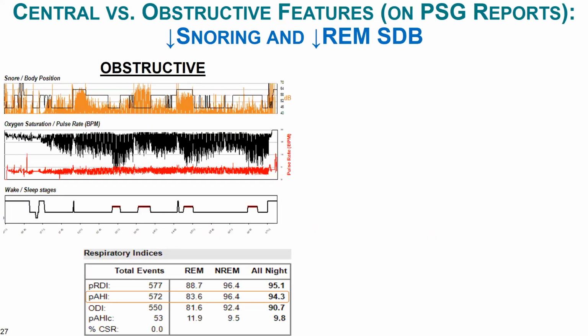And so this is really a very significant problem, and it's one that really merits recognition on sleep studies. And we'll focus on that simply by highlighting, at the 20,000-foot view, the differences that you can see on your sleep studies between an obstructive patient and a central patient.